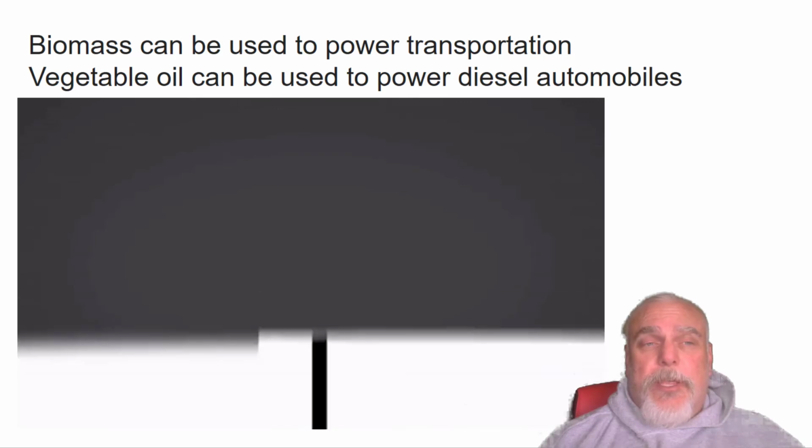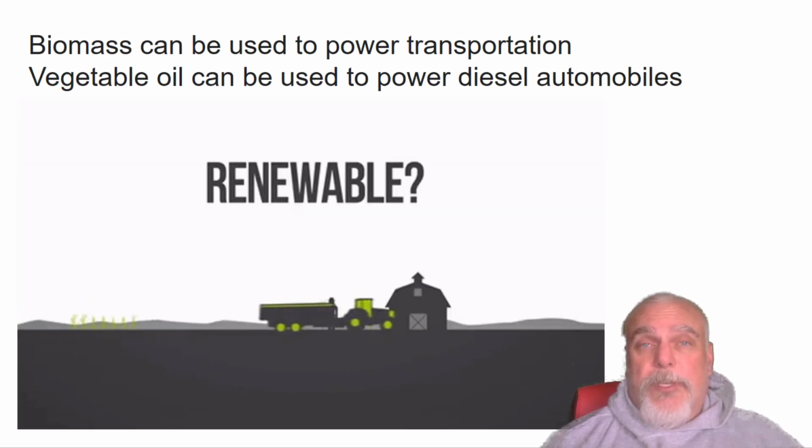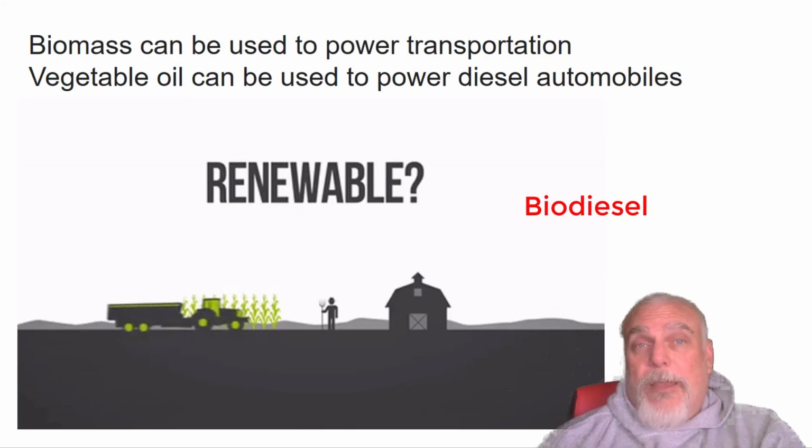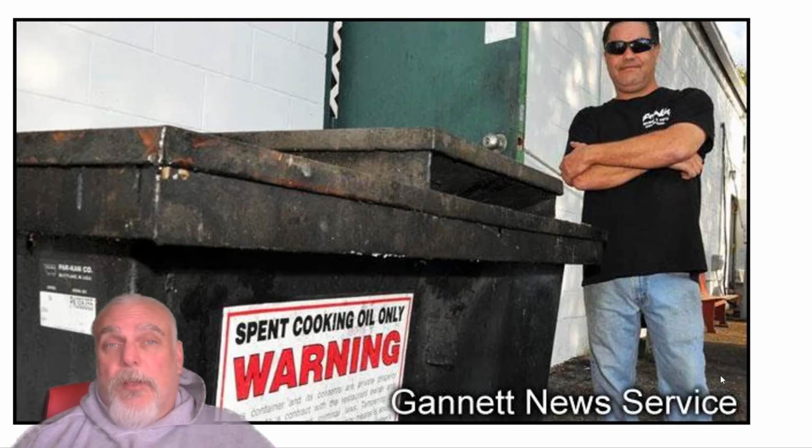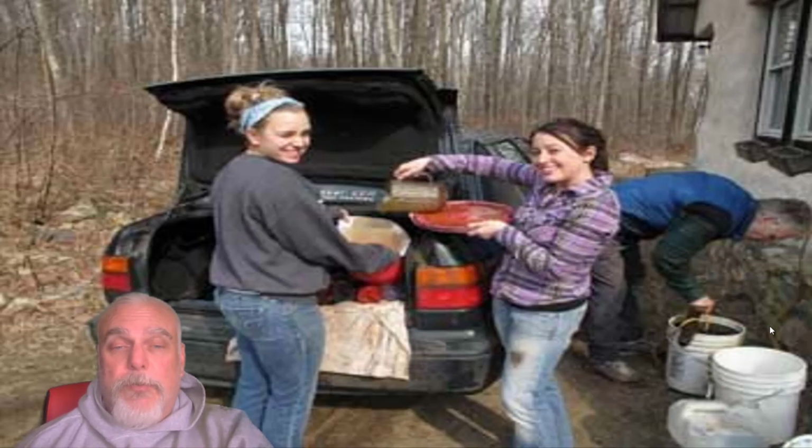Biomass can be used to power transportation. Vegetable oil can be used to power diesel automobiles. It's called biodiesel. This is a story that I saw on the internet of a guy who would drive around and pick up used cooking oil from Chinese restaurants, places like that. Even behind our school, we have this thing that looks like a little dumpster, but it's used to put cooking oil in. So you'd take used dirty cooking oil, filter it and clean it, and use it to power his truck. Here you see some girls doing the same thing. They're collecting vegetable oil and they're going to use it to power their diesel car.